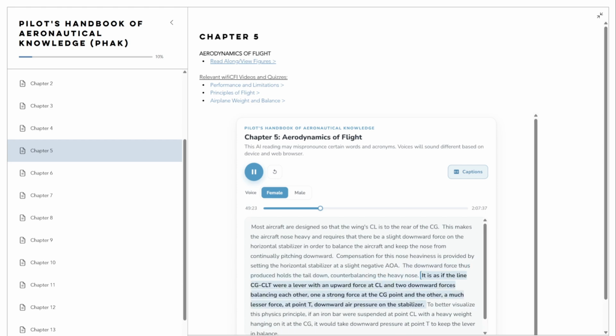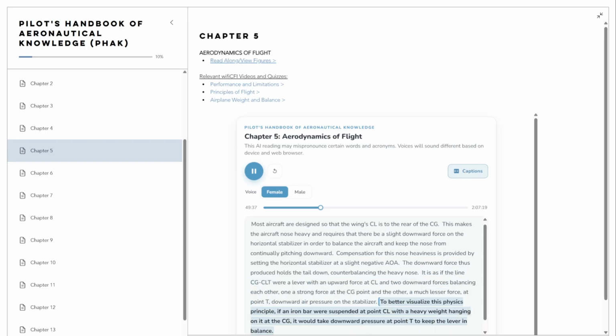It is as if the line CG-CL-T were a lever with an upward force at CL and two downward forces balancing each other, one a strong force at the CG point and the other, a much lesser force, at point T, downward air pressure on the stabilizer. To better visualize this physics principle, if an iron bar was suspended at point CL with a heavy weight hanging on it at the CG, it would take downward pressure at point T to keep the lever in balance.